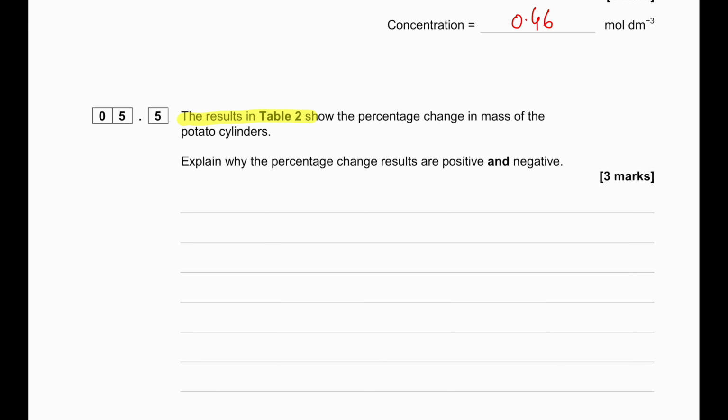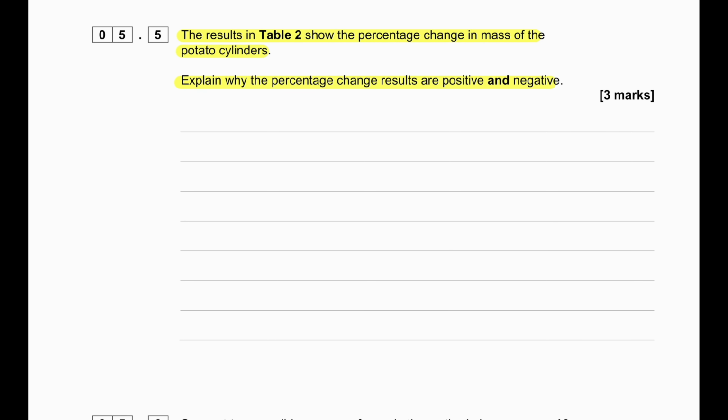The results in table 2 show the percentage change in mass of the potato cylinders. Explain why the percentage change results are positive and negative. From 0.0 to 0.4, water moves into the cells of the potato, and from 0.6 to 0.8, water leaves the cells of the potato. So the water enters the potato cells by osmosis and leaves the potato cells by osmosis.